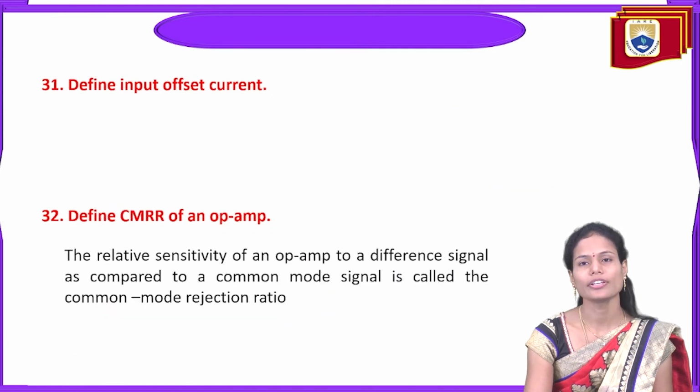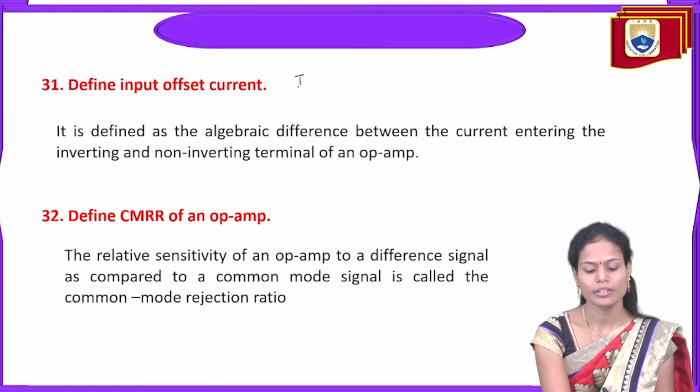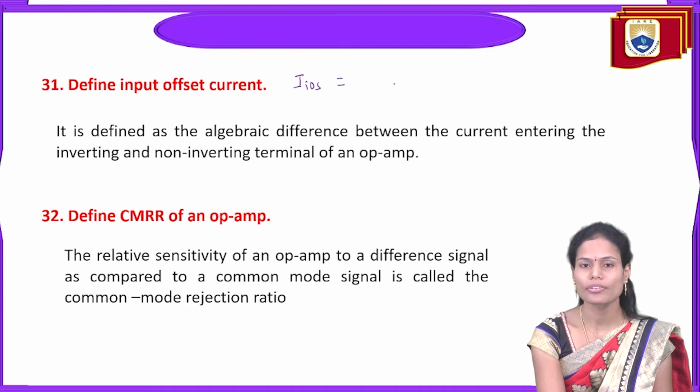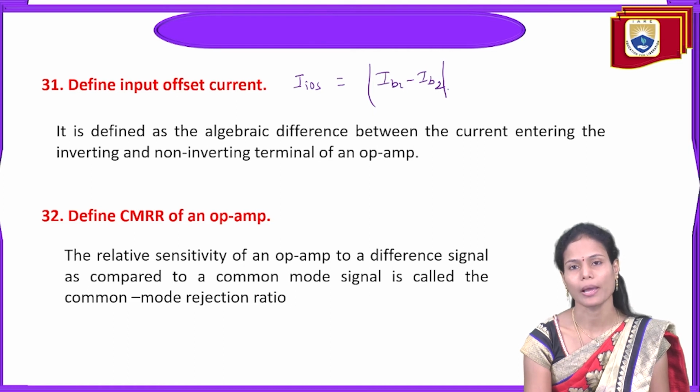And next, define input offset current. So input offset current we indicate with IIOS. It is the difference of the currents flowing in the inverting as well as non-inverting terminals of the operational amplifier, that is IB1 minus IB2. So this is the input offset current of the operational amplifier.